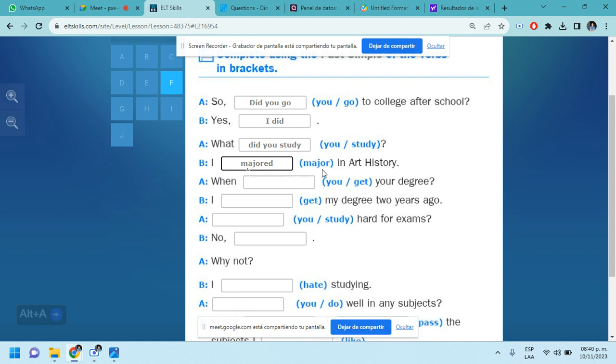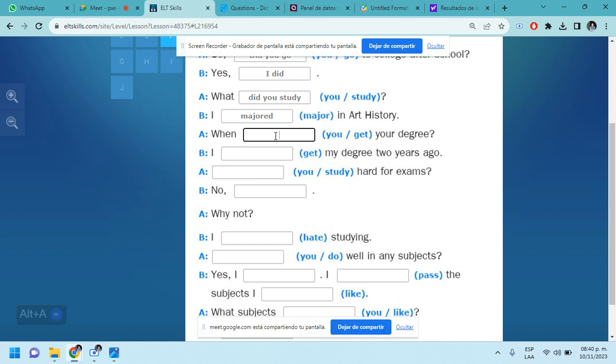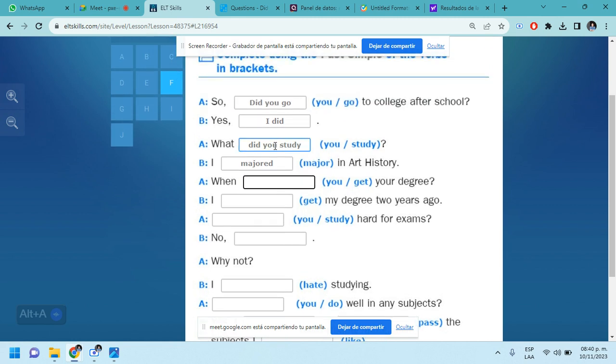Excellent. Major. Teacher, what's major? What verb is that? Major es como especializarse, como obtener el grado, ¿no? That is in Spanish, okay? I major it. Yeah, continue. When? Very good. When did you get your degree? Got, very good. I got my degree 2 years ago. Very good. I didn't, yes. No, I didn't.